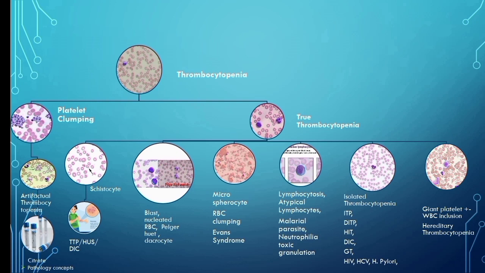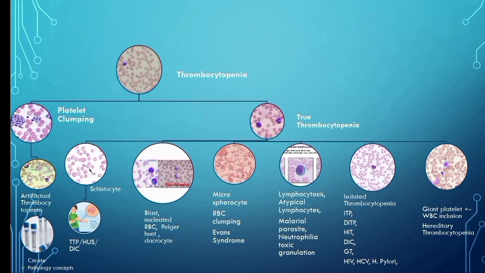Now we discuss isolated thrombocytopenia. Isolated thrombocytopenia is a low platelet count in the absence of abnormalities of RBC and WBC lineages and no signs or symptoms of systemic illness. The most important causes of isolated thrombocytopenia are ITP and DITP.